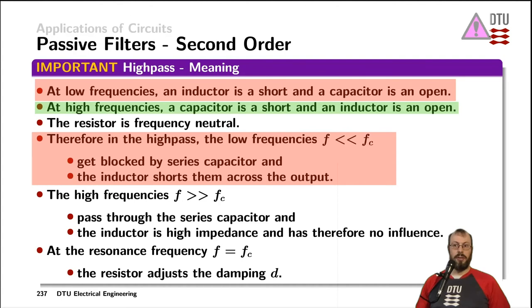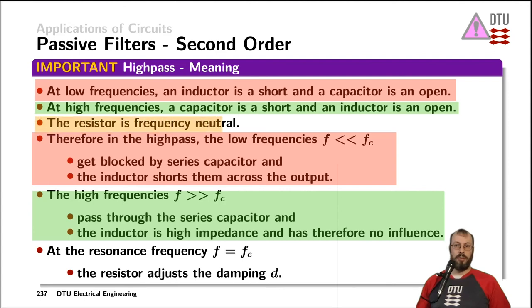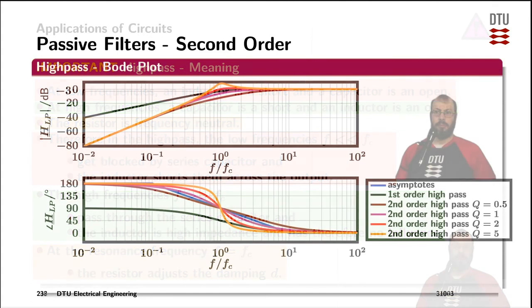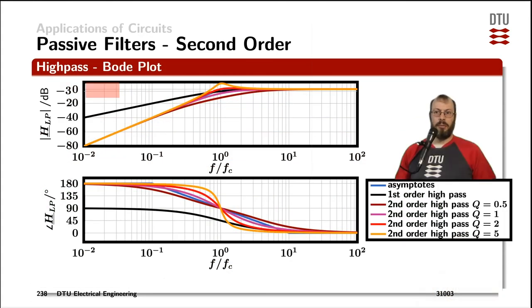The inductor is an open, and therefore we have the maximum voltage across the output of the filter for those frequencies. In between, the resistor dominates the behavior of the filter and adjusts the damping, which is equal to the quality factor. So this time around, the Bode plot starts with the stop band at low frequencies, and the phase is already 180 degrees for those lower frequencies.